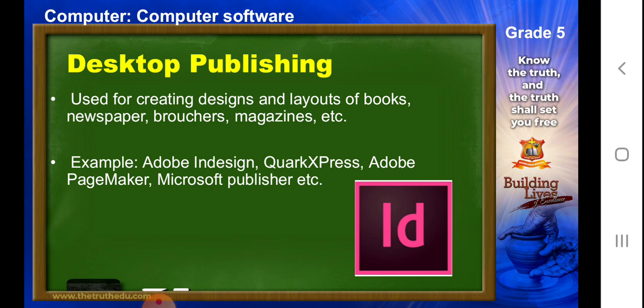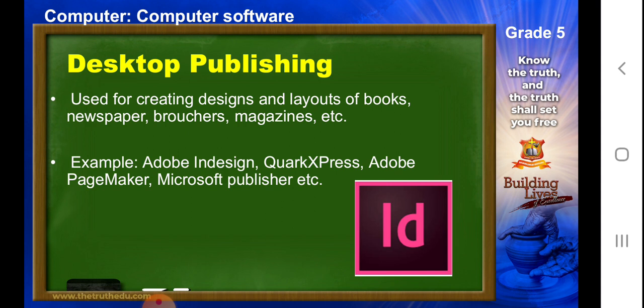There are a few examples of DTP available to us, which are Adobe InDesign, QuarkXPress, Adobe PageMaker, and Microsoft Publisher. There are a lot of them, and we are just discussing a few of these examples here. Students, they are used for creating designs not only for books but also for newspapers and brochures. So desktop publishing is especially used for books and newspapers.